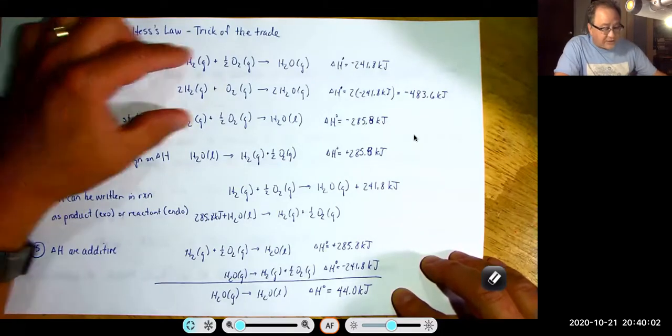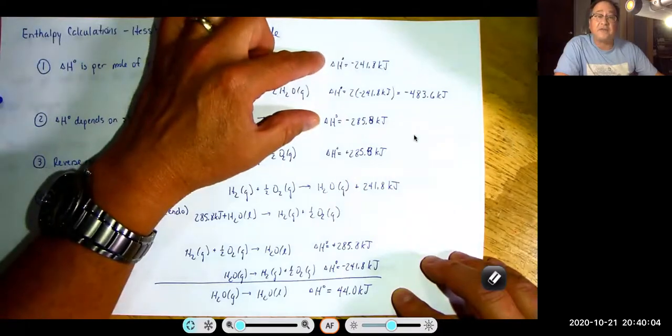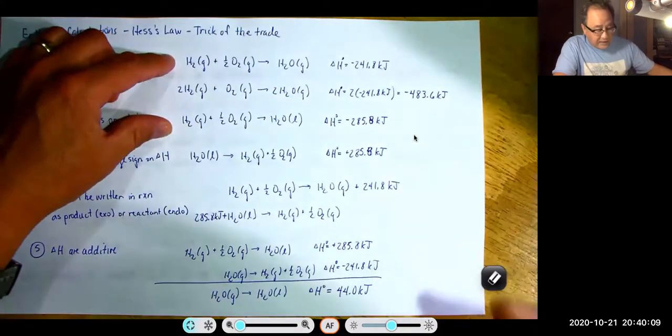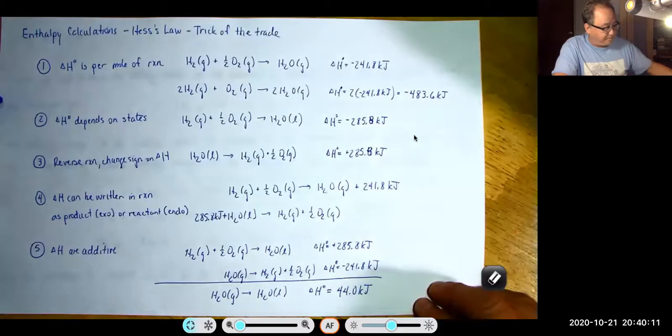And look at the changes in enthalpy. They are different because the final states are different. It would be the same if the initial states were different. The enthalpy change would be different.